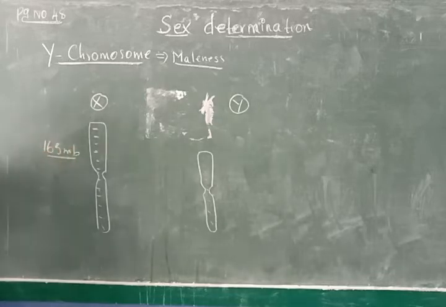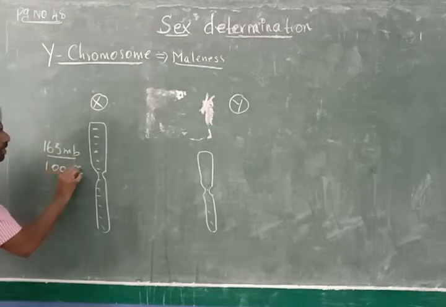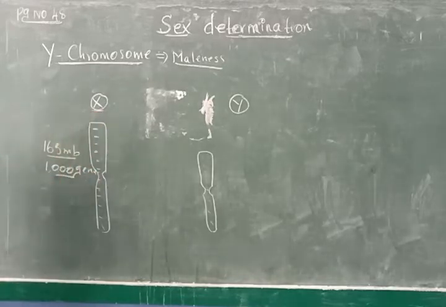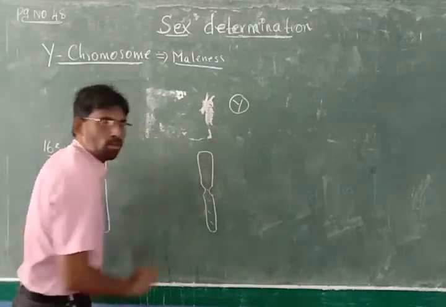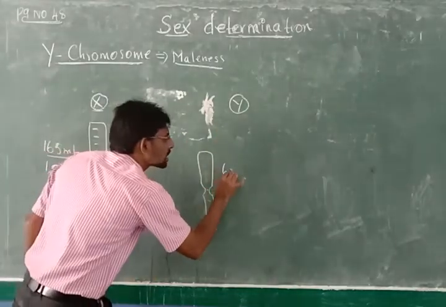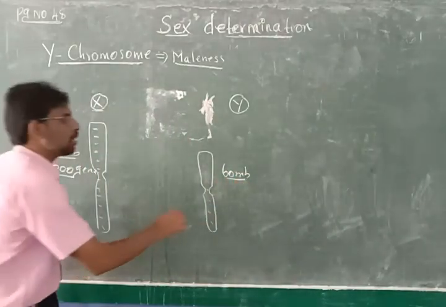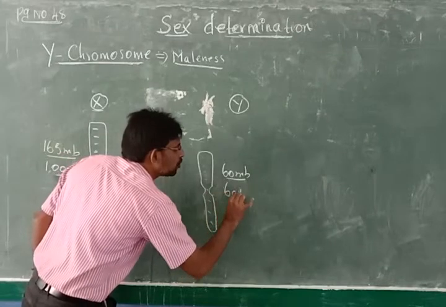That is the size of the X chromosome, and it has around 1000 functional genes in it. In one X chromosome, 1000 functional genes are located. But what is the size of it? 165 MB. But when you talk about the Y chromosome, it is only 60 MB in size, and it has only 60 functional genes.